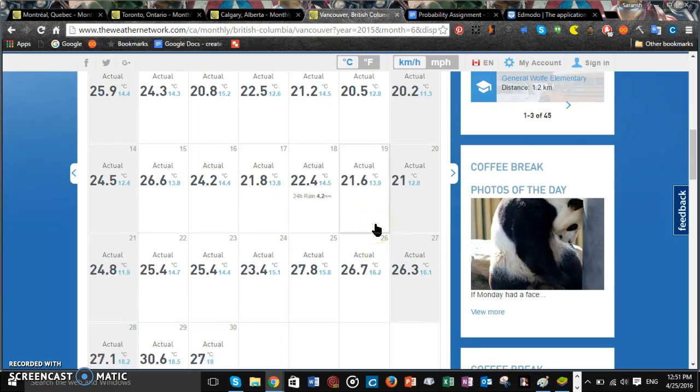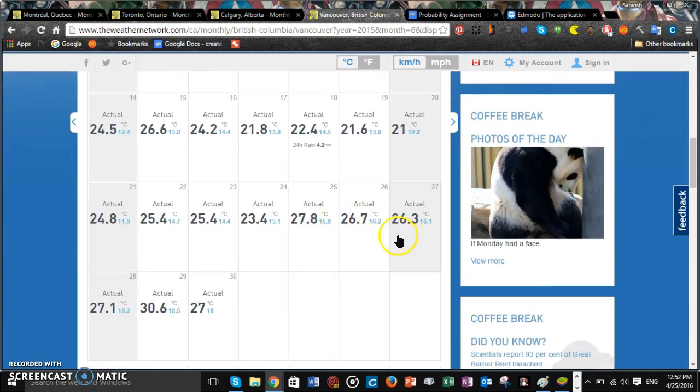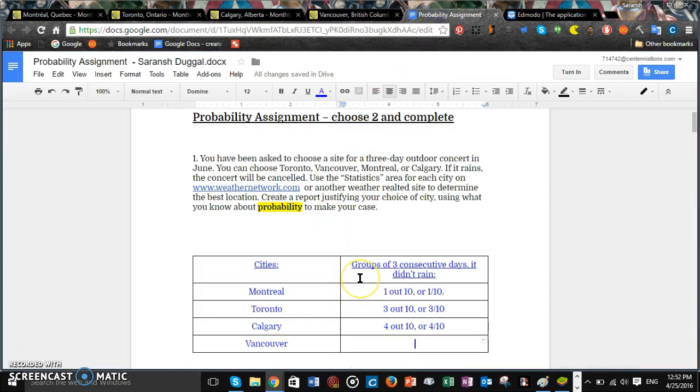19th, 20th, and 21st it did not rain, 6th group. 22nd, 23rd, and 24th it did not rain, so that's a 7th group. 25th, 26th, and 27th it did not rain, so that's the 8th group. And 28th, 29th, 30th it did not rain, so that's the 9th group. So 9 out of 10 groups of 3 consecutive days it did not rain.